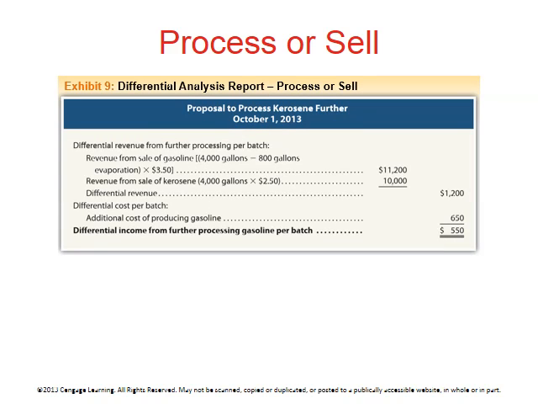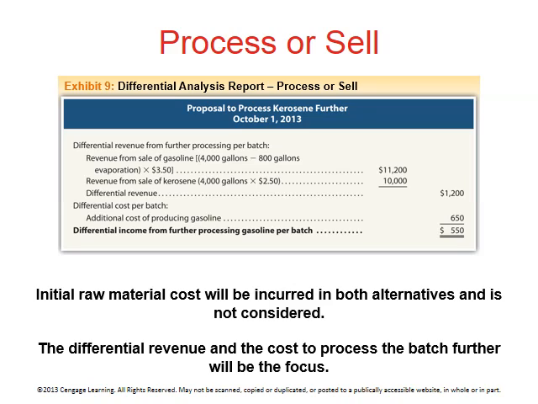So let's look at our differential analysis. So our revenue from the sale of gasoline. So we're going to have 4,000 gallons less 800 gallons, because remember 20% of it evaporates, times $3.50. So selling it as gasoline, we get 11,200. If we sell it as kerosene, we get the full 4,000 gallons, and we could sell it at $2.50. So our incremental revenue from selling it as gasoline is $1,200. And then it's going to cost us an extra $650 to make it gasoline instead of kerosene. So our net income increase is $550.